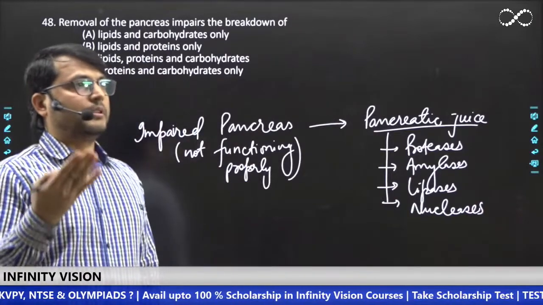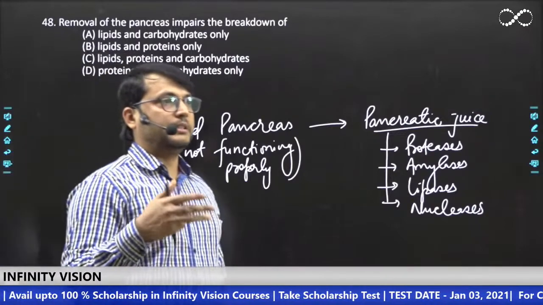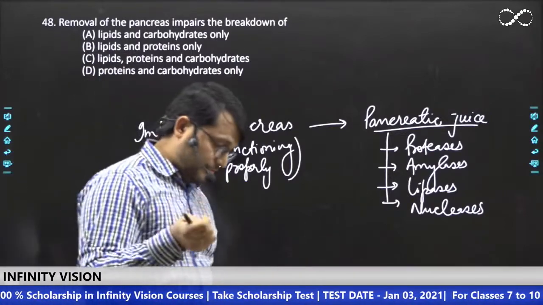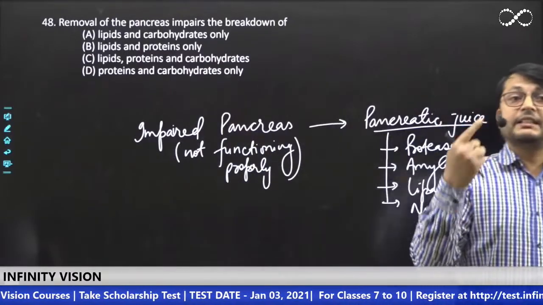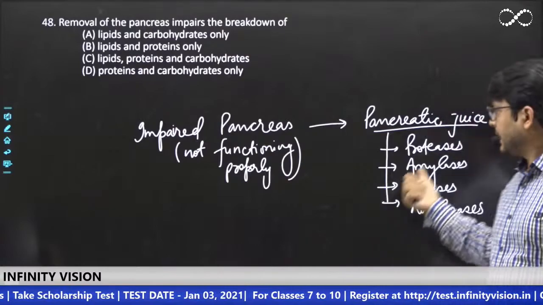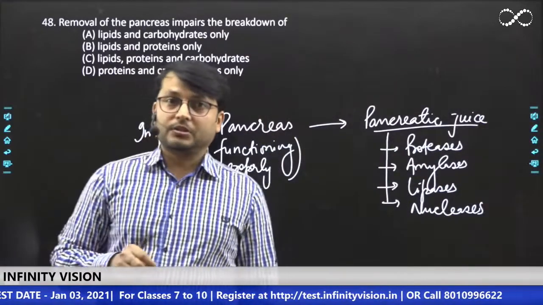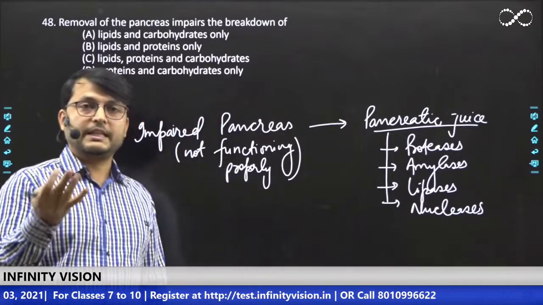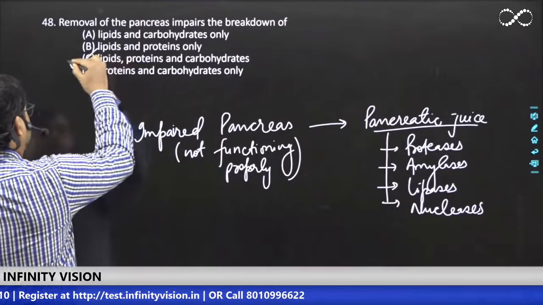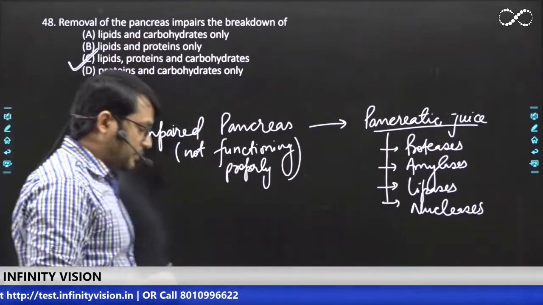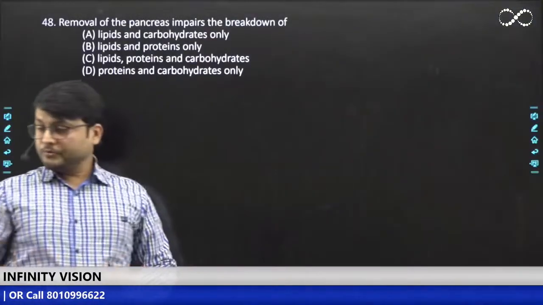Okay, great. So Akhil is saying that pancreas is responsible for digestion of carbohydrate, protein, lipids, fat, nucleic acid, everything. Correct, very good, Akhil. Okay, so pancreatic juice is a complete digestive juice, right? Because it has enzymes for the digestion of all kinds of biomacromolecules: proteins, carbohydrates, lipids, and nucleic acids. Great. So the correct option is option C, that is lipids, proteins, and carbohydrates. Very good. Good to see. Okay, so let's move to the next question.